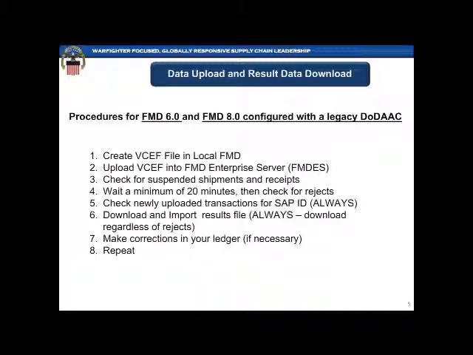Third step, check for suspended shipments and receipts. So for those that are still using 6.0 or have the 8 configured with the legacy DODACs, the first step now is to check for suspended shipments and receipts. I'll get into that later on and show you a screenshot of what it looks like. The fourth step, after you've uploaded, wait a minimum of 20 minutes and then check for rejects. Give it 20 minutes, allow time to the system to process these transactions.